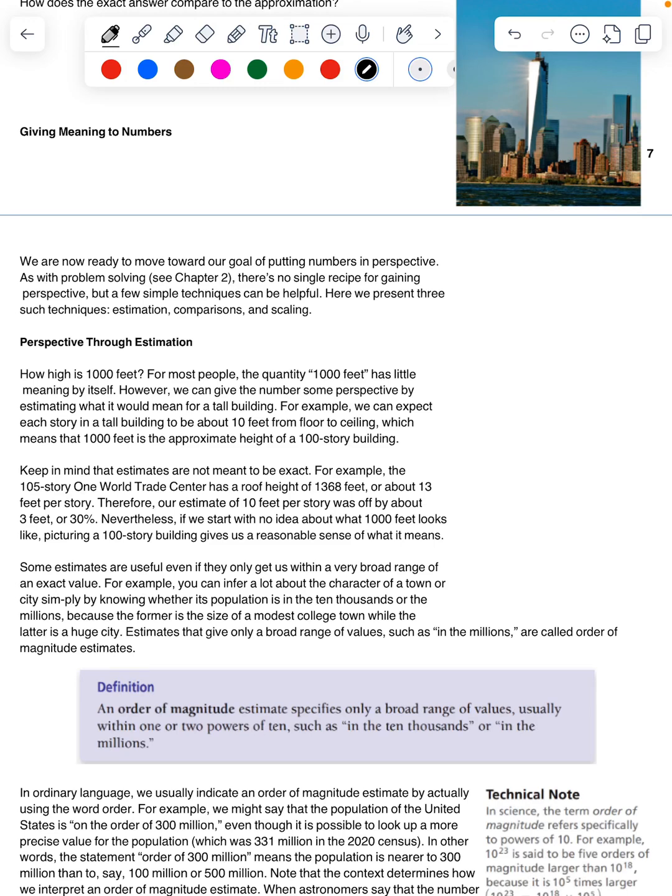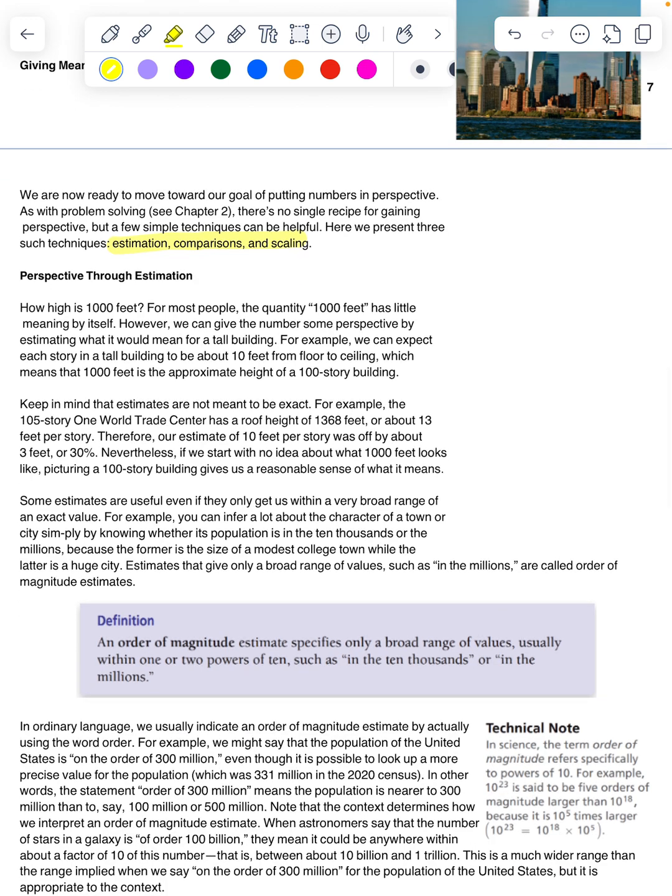Let's go ahead and talk about giving some meaning to numbers, or putting numbers into perspective. As with problem solving, there's no one way to do it, but we can look at a few techniques to help you out. Let's look at estimation, comparison, and scaling. How high is 1,000 feet?